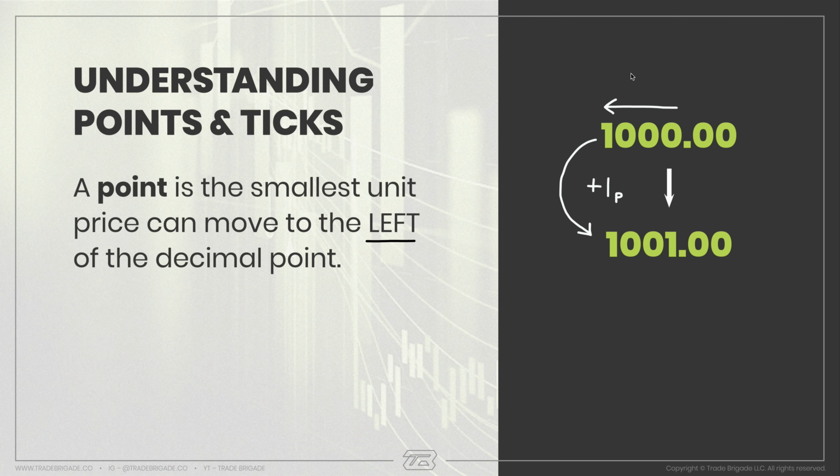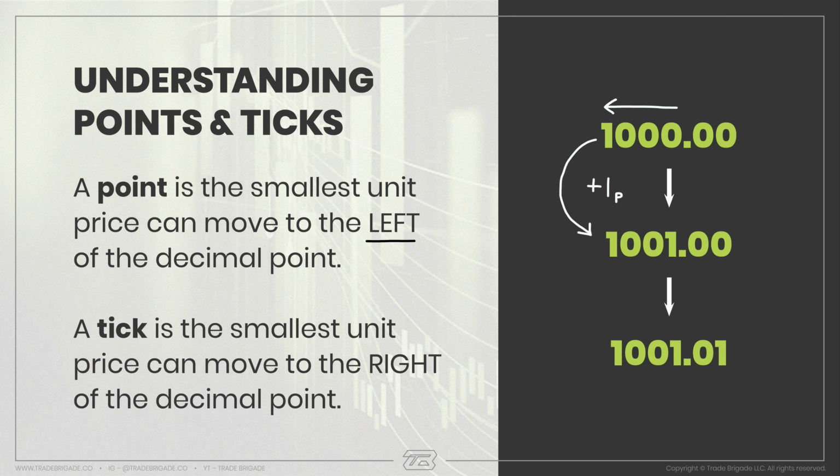Now, what does that mean for ticks? Well, a tick is going to be the smallest unit that price can move to the right of the decimal point. And again, remember, no dollar sign, no yuan, no pound, no rupee, nothing. It's just 1,001.01 points. But in this example, remember that we can call this increase that happened on the right of the decimal place. So from here to here, this increase that occurred was plus 1 T for tick.